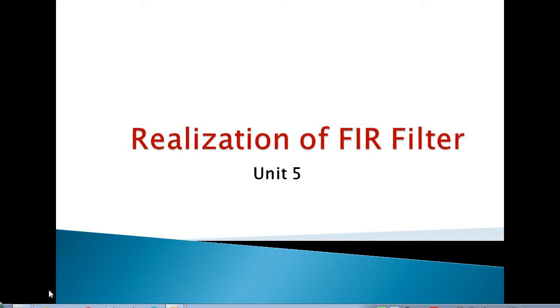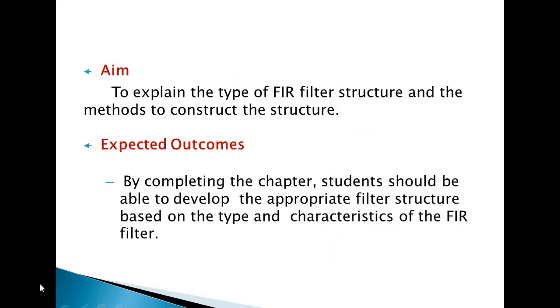In this lecture we are going to see the realization of FIR filters, that is, how to realize the FIR filters after designing them. The objective of this lecture is to explain the types of FIR filter structures and the methods to construct the structure. By completing the chapter, students should be able to develop an appropriate filter structure based on the type and the characteristics of the FIR filter.